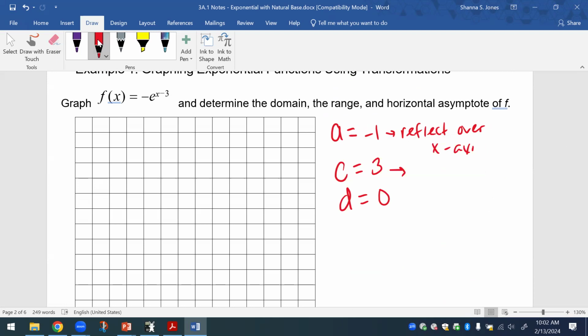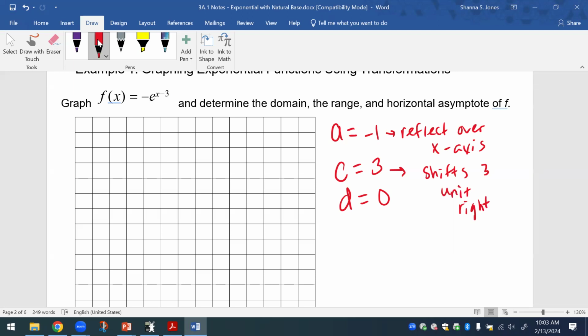It's going to go to the right, exactly. So the 3 shifts 3 units right. And did we have any vertical movement? No.